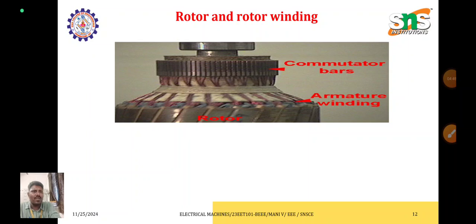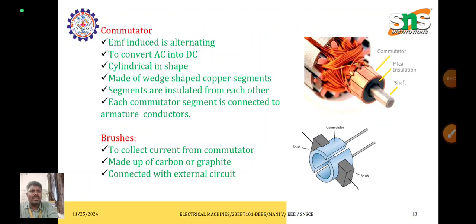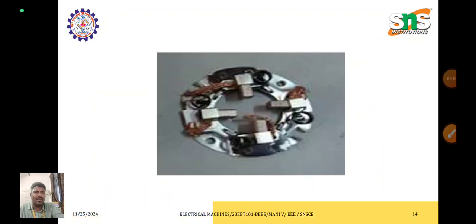So this is nothing but a commutator bar. The commutator is used to collect the current from the armature, and the collected AC current is converted into DC. With the help of brushes, the converted DC current is collected outside and circulated to the load. The brushes are made up of carbon, or it may be graphite. So this is a setup which consists of a stator coil as well as a magnet, which produces the fluxes.